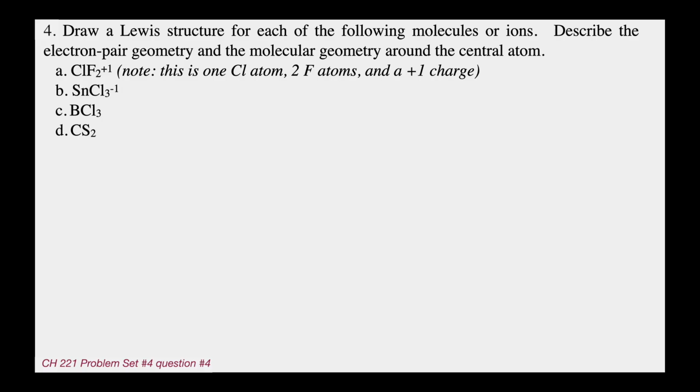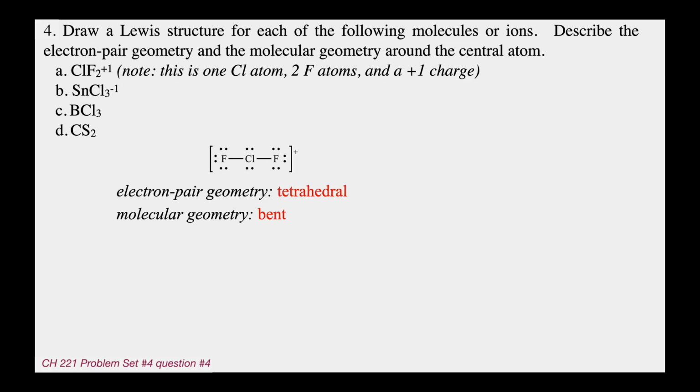So this is a chlorine with 2 fluorines around it and a positive 1 charge. When you draw the Lewis structure for ClF2+, and I'll let you do this on your own, this is what it comes out to be. To figure out the EPG and MG terms, and again, EPG is electron pair geometry and MG is molecular geometry, you look at the central atom, the chlorine in this case, and your chlorine has 2 bonding pairs, i.e. a bonding pair to each fluorine, and 2 lone pairs. So it has 4 pairs total around the chlorine.